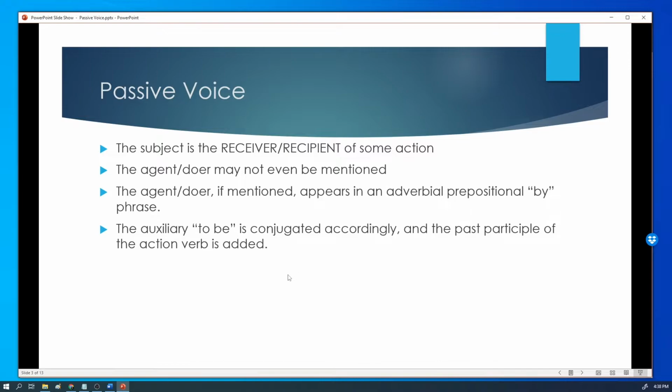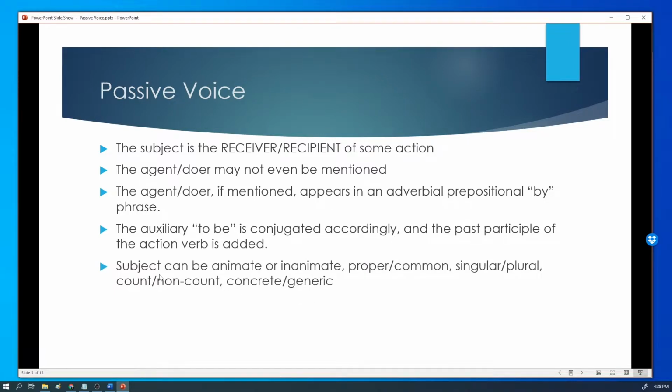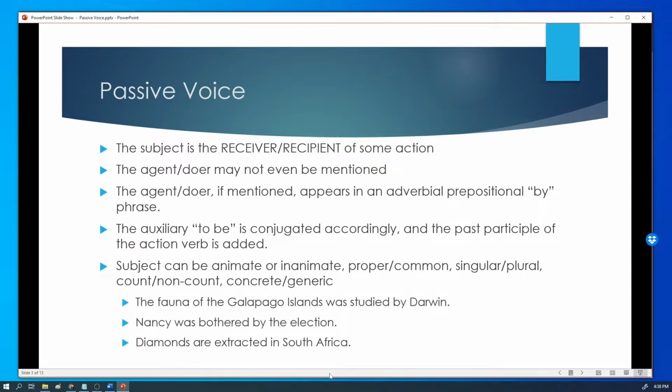With passive voice, the verb to be is the main verb that shows the verb tense of the sentence. So what happens is the auxiliary to be is conjugated according to the correct time frame, and then the past participle of the action verb is added. Again, the subject can be animate or inanimate, proper, common, singular, plural, count, noncount, concrete, or generic. So let's look at some examples here.